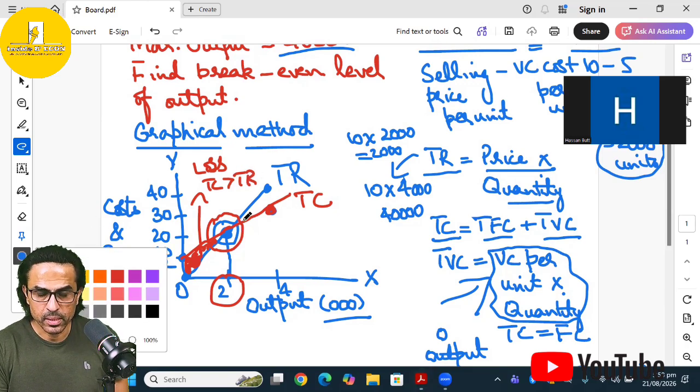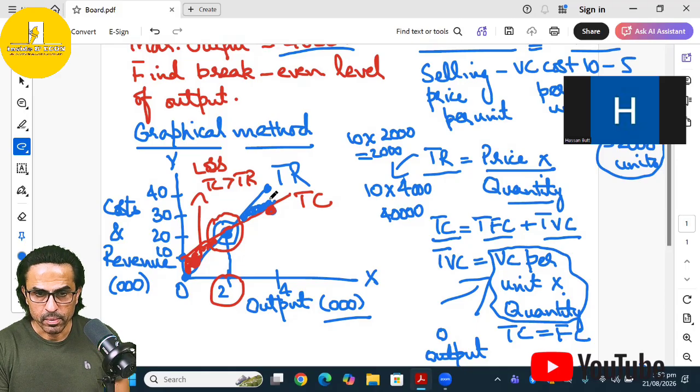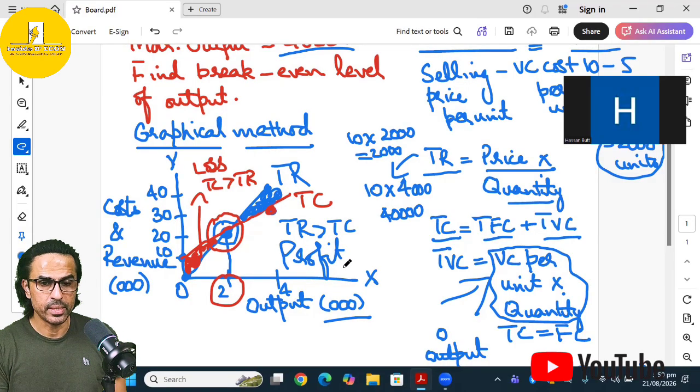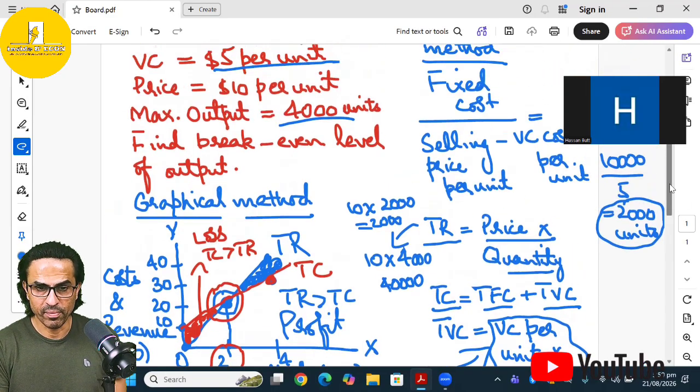Similarly, if we see the area above break-even, we see again the gap there. But here, the blue line is above the red line. It means total revenue is greater than total cost. So that is profit. So every business wants to achieve break-even early so that they can start getting profit. So this is how we calculate the break-even level of output.